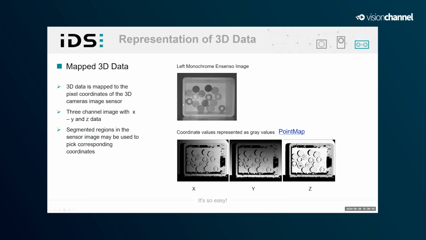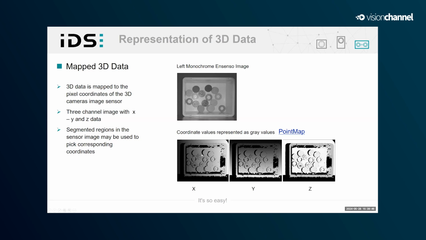So to pick coordinates for a specific area that you see in the image, you just use the pixel coordinates. For example, if you want to have the 3D data of that object, you would use image processing algorithms to segment that region. And the region consists of the pixel coordinates here. And then you use those pixel coordinates and go to the point map.